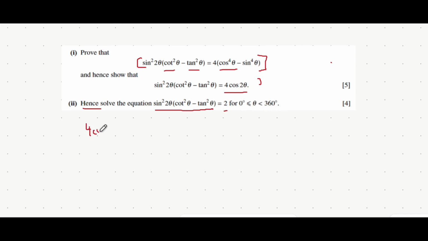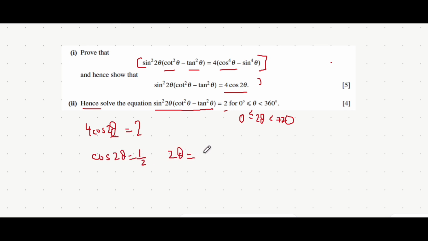So let's start by making 4 cos 2 theta equal 2. Before we solve this, we have to change the domain because this currently is a domain for theta, whereas what we have is 2 theta. Let's multiply every part of the inequality by 2. 0 times 2 is 0. Theta times 2 is 2 theta. 360 times 2 is 720. Let's rearrange for 2 theta. So you divide both sides by 4 and you get cos of 2 theta equals a half.